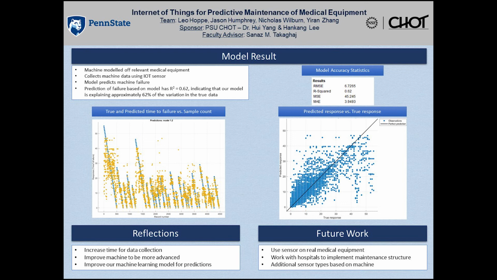The accuracy statistics are shown. You can see the RMSE is about 6.7 and the R squared is at 0.62. These values are considerably better than our original alpha model. We've also made some plots to show how well our predictions fit with the actual values. On the left, you can especially see that it follows really closely with what the true values are, and the right one also gives you a good idea of how close that fit is.